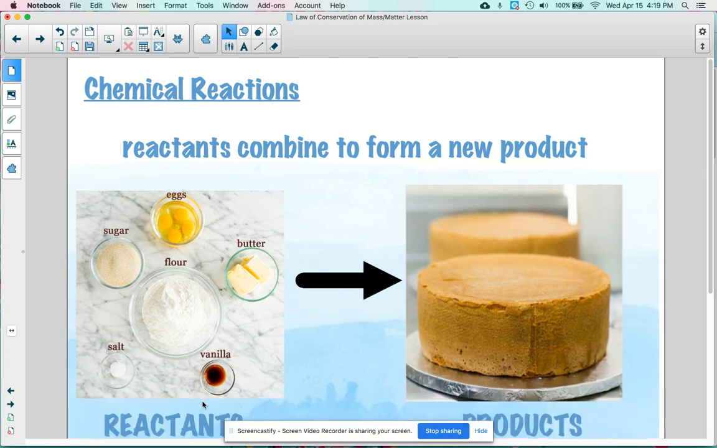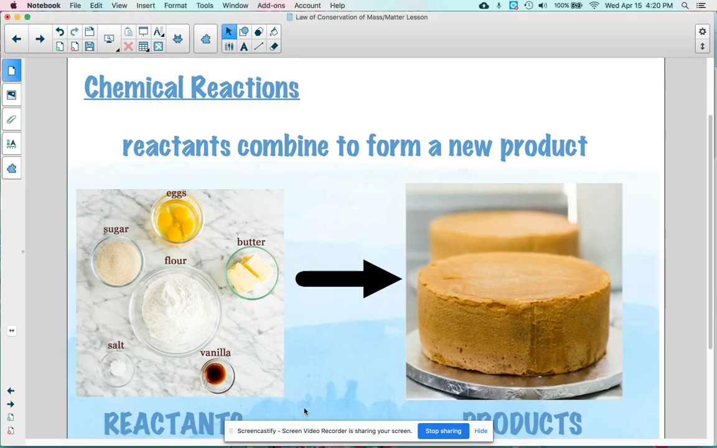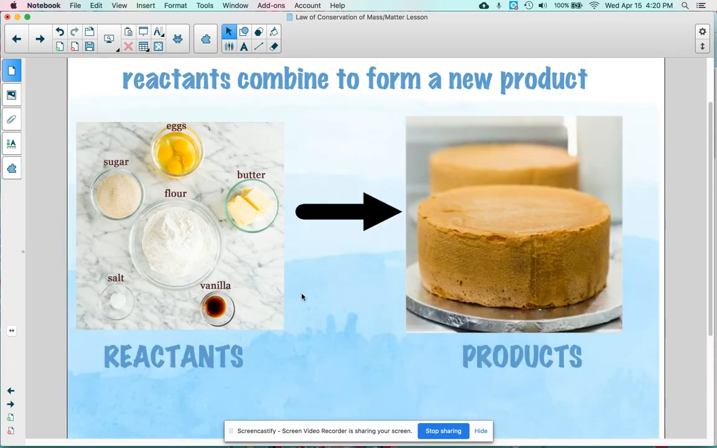So the things you start with are called the reactants, and the things you end with are called the products, like I have written here. So your reactants are the stuff you start with, your cake ingredients, and your products are the things or the thing that is made through that reaction.